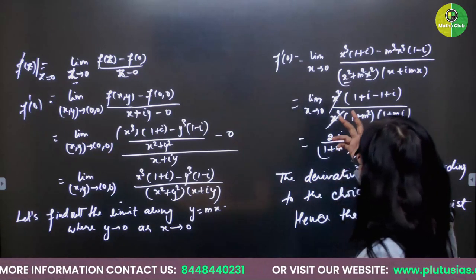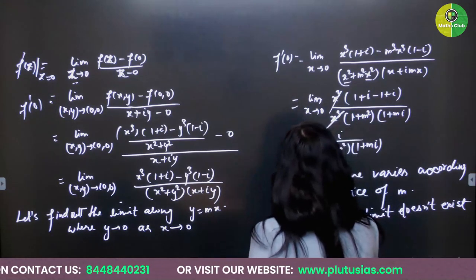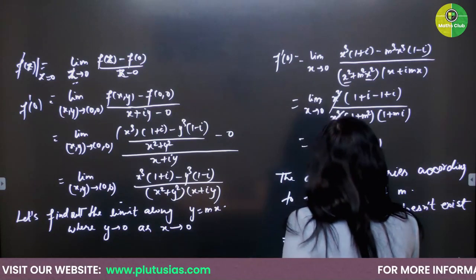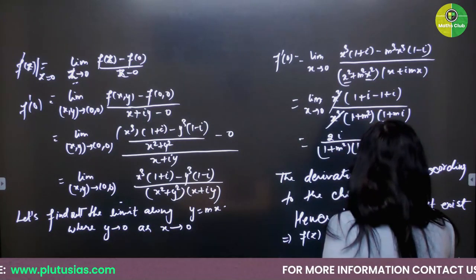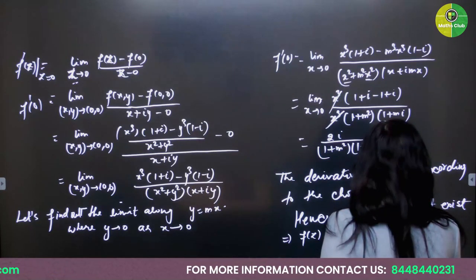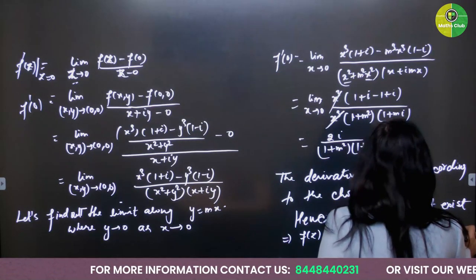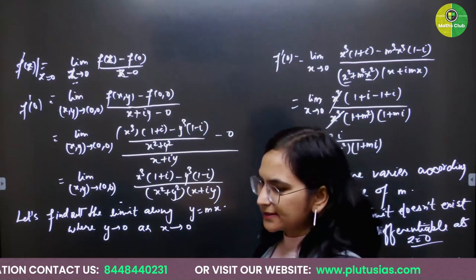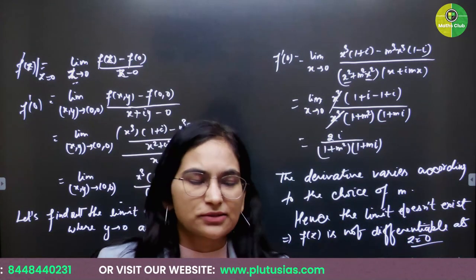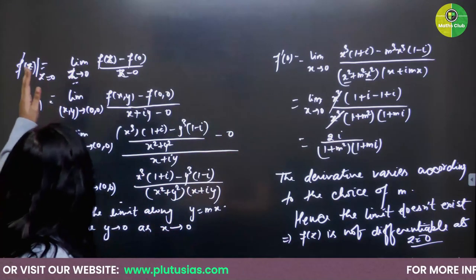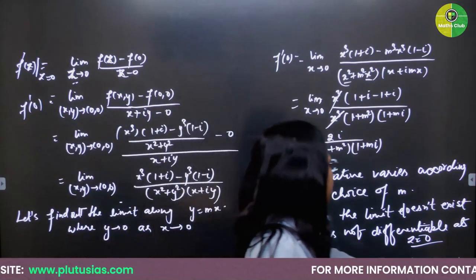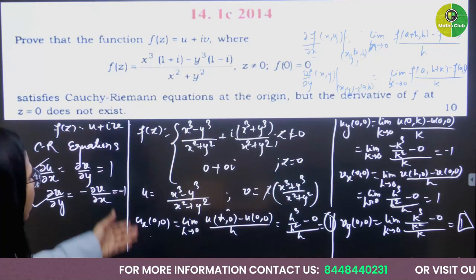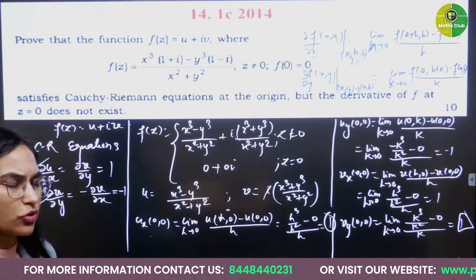And if this limit does not exist, therefore f(z) is not differentiable at z is equal to 0. And that is it. Aise hi hume exam mein prove karna hai. First you need to prove all the things that they have asked, that you have to show whether the CR equations are satisfied or not.